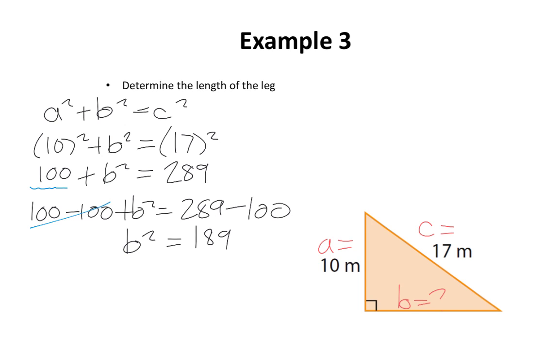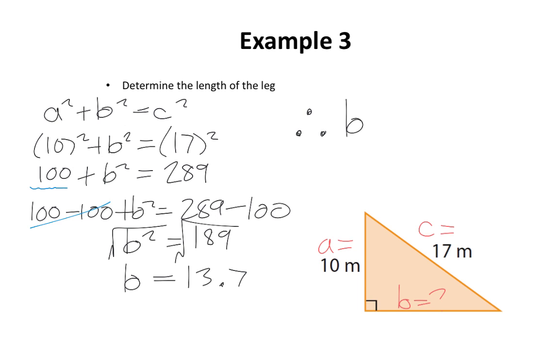Remember that you want to figure out the value of b, but we have b squared. To get rid of the square, you need to square root both sides of the equation. So that just becomes b, and the square root of 189 is approximately 13.7. You're going to need to use a calculator to do that. So I'm going to write my therefore statement over here.